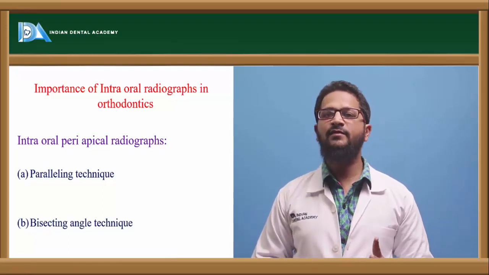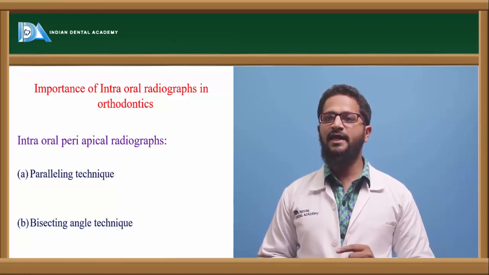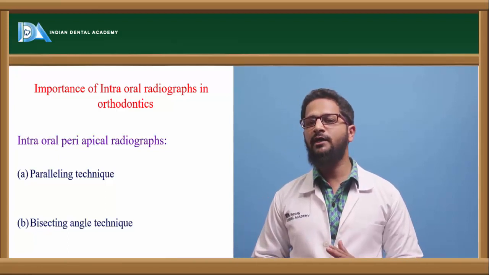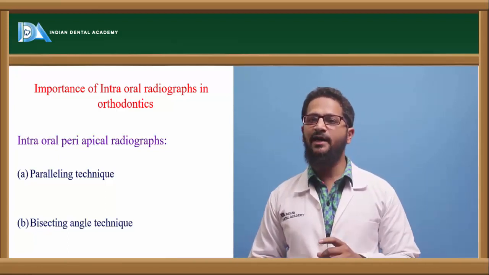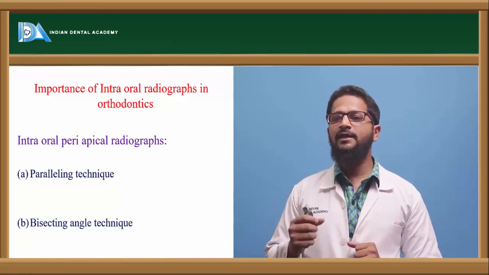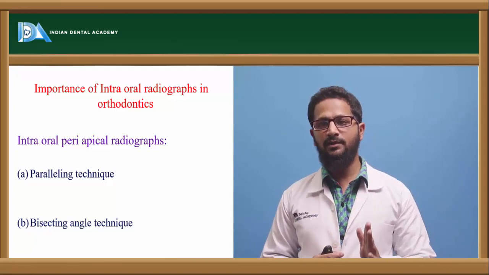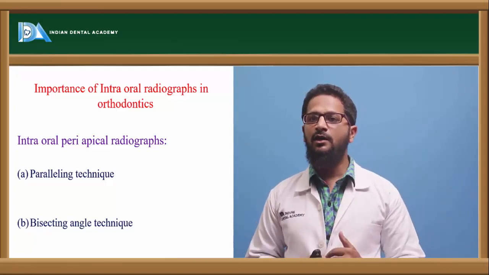There are two techniques by which an intraoral periapical radiograph is taken. First is the paralleling technique, second is the bisecting angle technique. What is the paralleling technique? It is most commonly used. Here, the small intraoral film is placed parallel to the long axis of the tooth, and the X-ray beam is allowed to pass perpendicular, bisecting both the long axis of the teeth as well as the intraoral film.